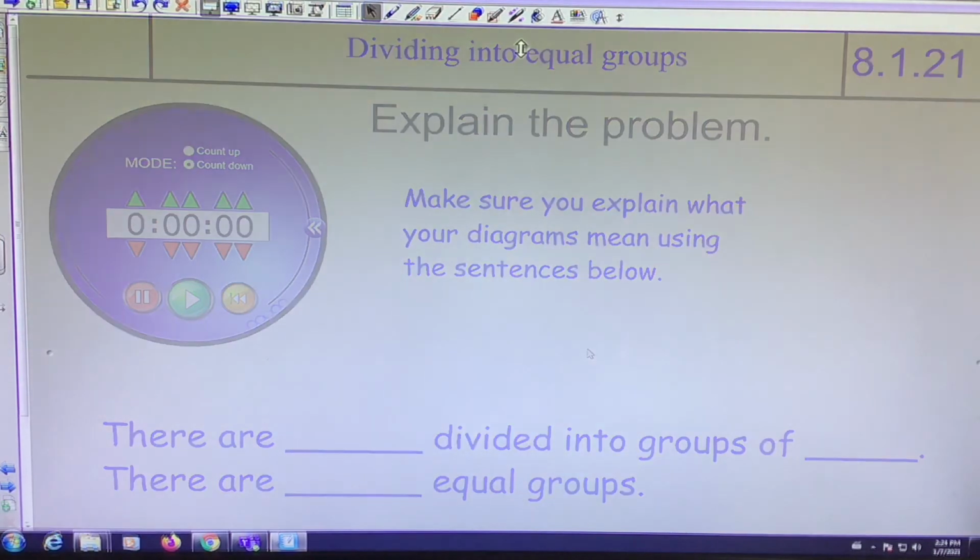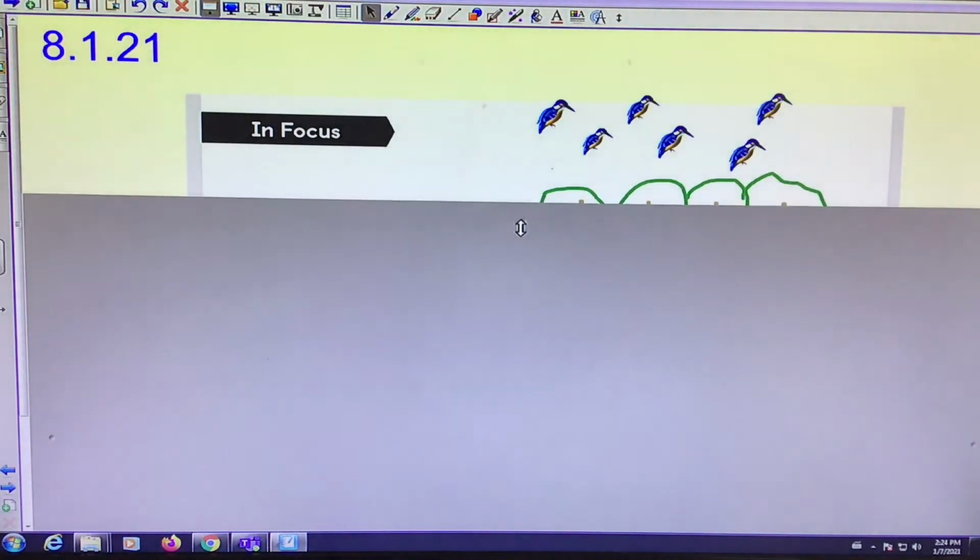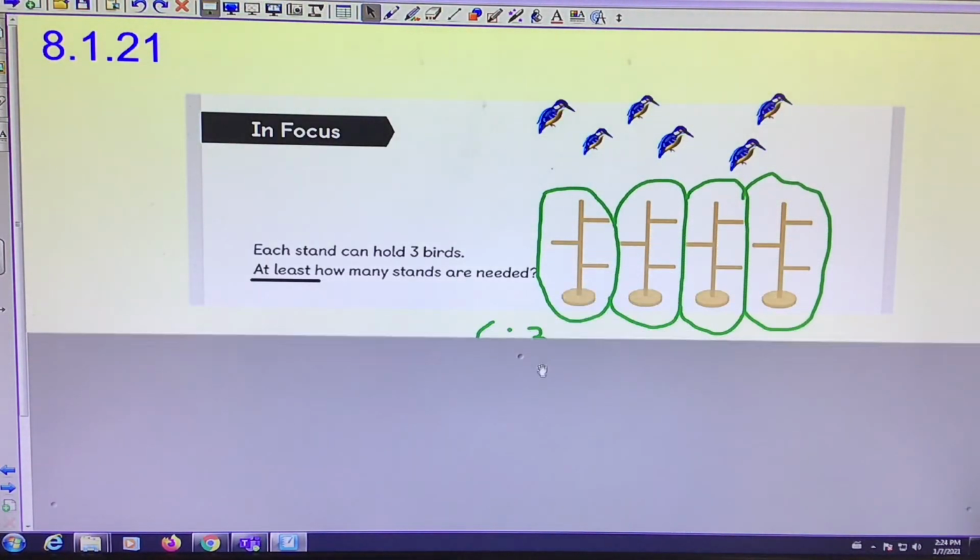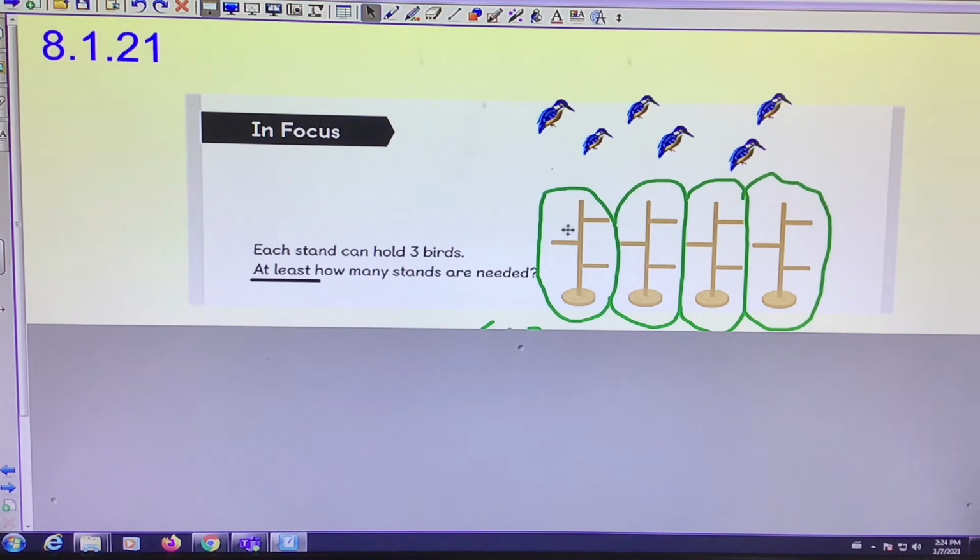Okay, welcome back everyone. Let's have a look at our problem again. Right, I've circled the stands because look, that is a group of 3. This is a group of 3, and this is a group of 3, and this is a group of 3. And what we need to do now is put our birds into groups of 3. I'm going to find out how many stands we shall need. So here you go. Well, there's one group of 3. Let's put them on the stand.